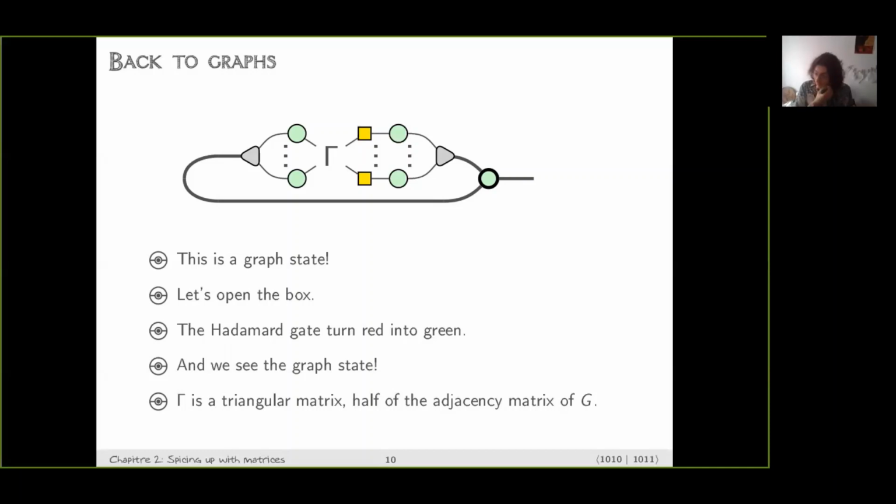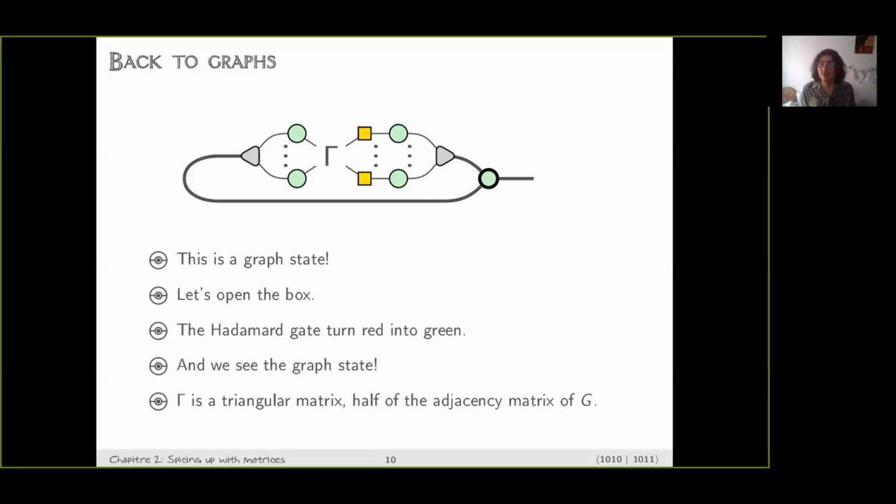But it's possible, in fact, that any graph state can be written in this form. How to do this? For the gamma, you just need to take an upper triangular matrix, which is in fact half of the adjacency matrix of G. You need not believe me on this fact because we can check it. We know that there is an alternative definition of graph states using invariance properties.